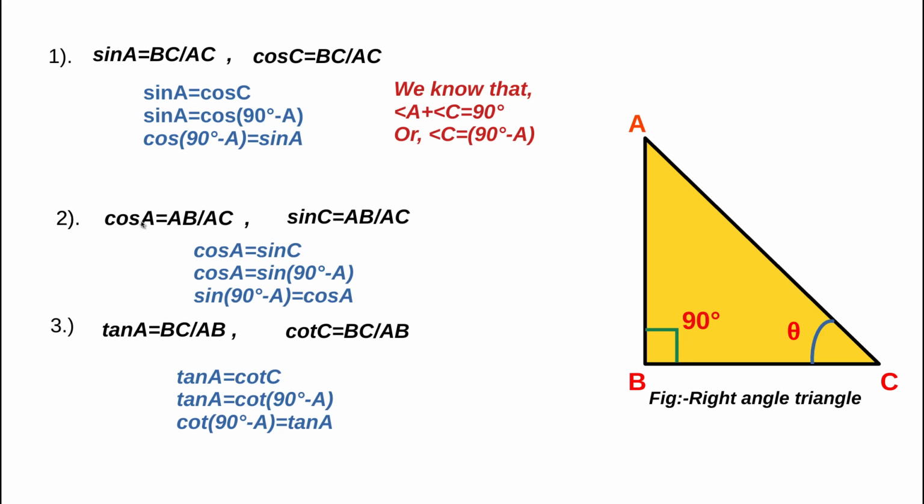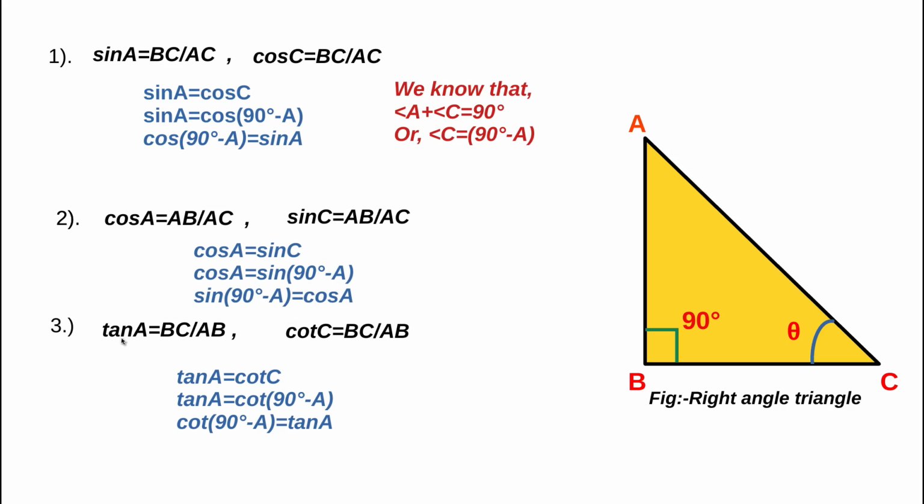Now similarly we compare two terms here. Both ratios are the same. Here cos A equals the ratio AB by AC, and sin C equals AB by AC. So both ratios are the same, and we can write cos A equals sin C. Similarly we apply the complementary angle formula, angle A plus angle C equals 90 degrees, so C equals 90 degrees minus A. So sin(90° − A) equals cos A.